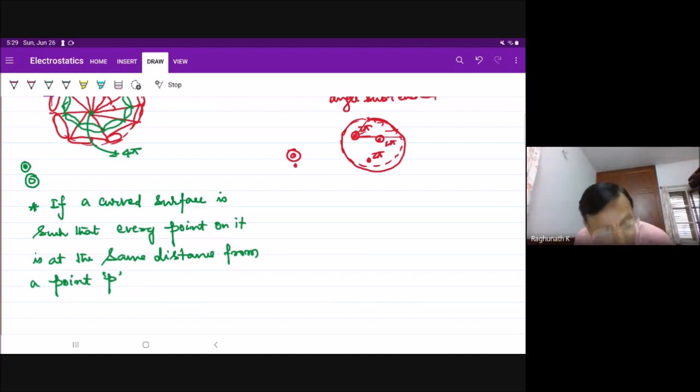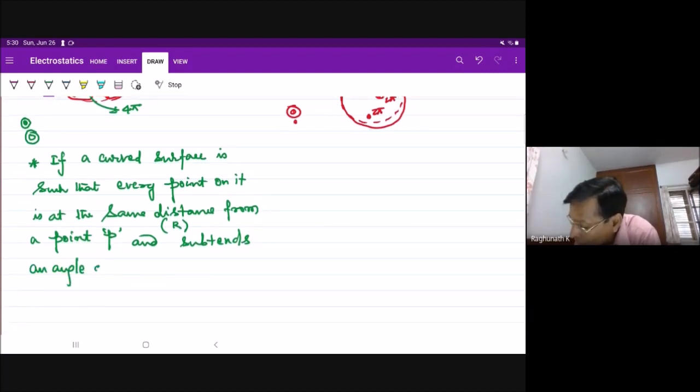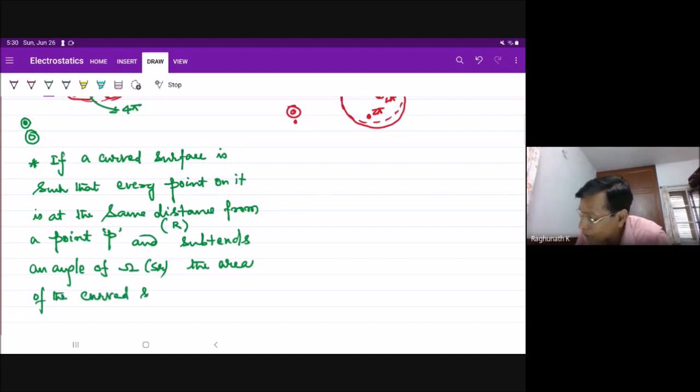If a curved surface is such that every point on it is at the same distance from a point P, that same distance is R, and subtends an angle of omega steradian, the area of the curved surface is, tell me, R squared omega.